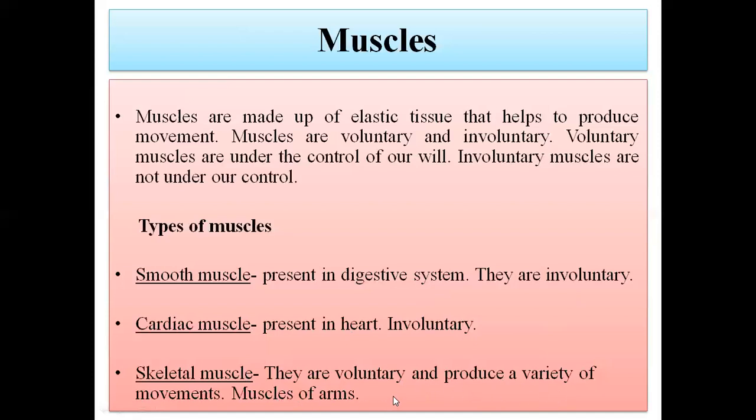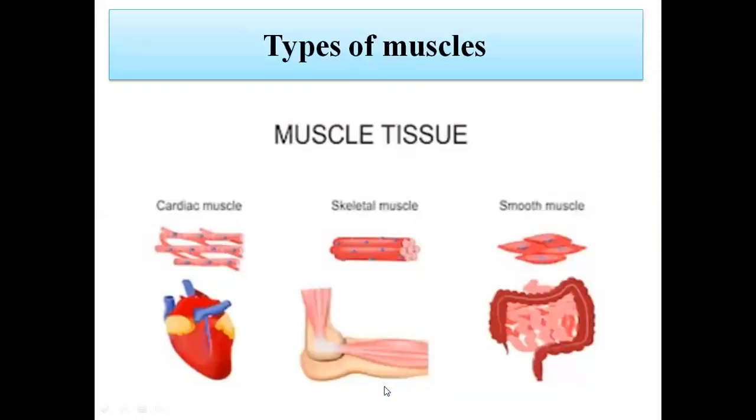Example, muscles of our arms. We can stretch our arms, we can move our arms in any direction. So they are in our control, and they are called voluntary muscles. There are three types of muscles: smooth, cardiac, and skeletal muscle. Smooth muscles and cardiac muscles are both involuntary, and skeletal muscles are voluntary. In this picture, you can see, children, cardiac muscle, skeletal muscle, and smooth muscle. Skeletal muscles are voluntary, they can be moved, and cardiac muscle and smooth muscle are involuntary.